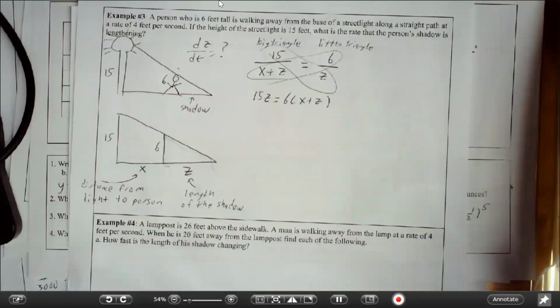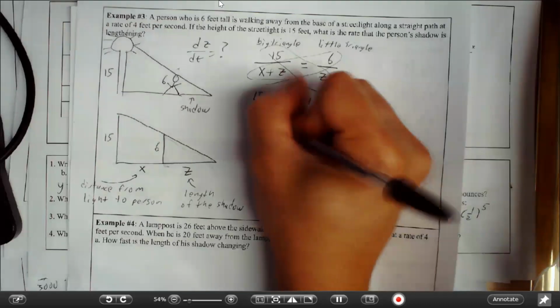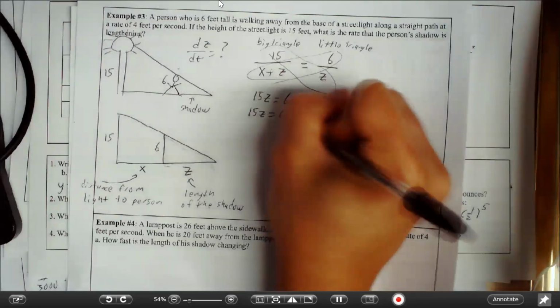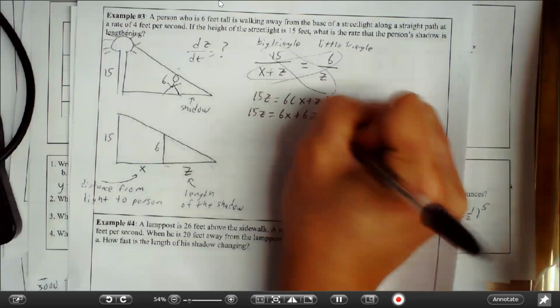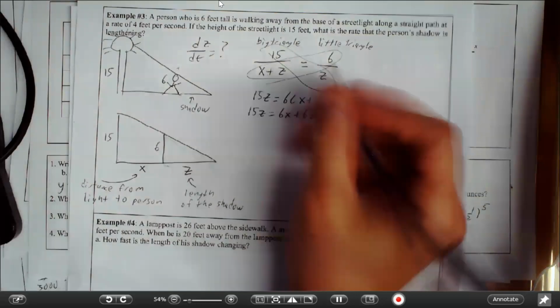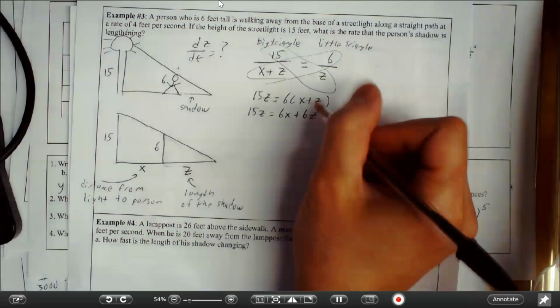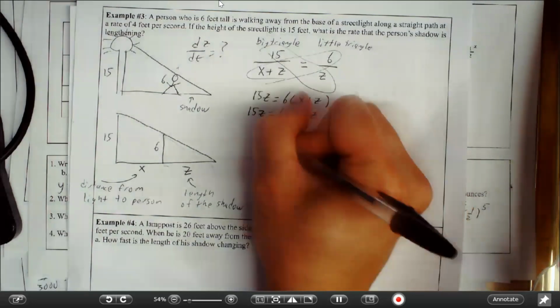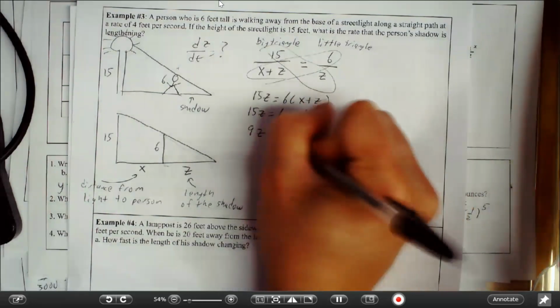And then now we just distribute. 15z is equal to 6x plus 6z. You don't have to call it z. You can call it whatever letter you want, by the way. The letters are arbitrary, the x and the z. Now, of course, I'm going to combine my z's. So I'm going to subtract 6z from both sides, and I get 9z is equal to 6x.